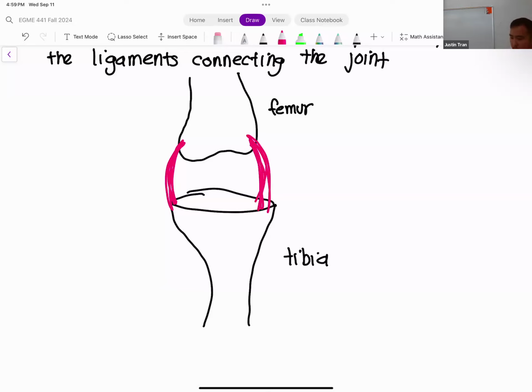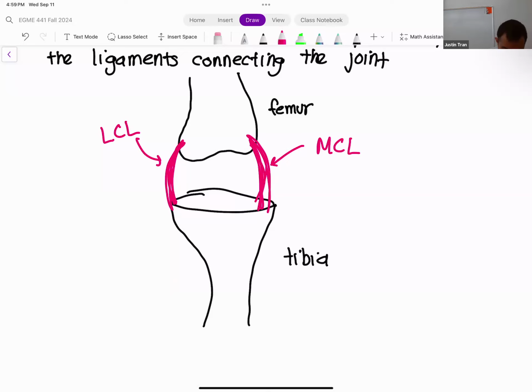There are two ligaments that run on the outside of the knee joint. Okay. One is the MCL. It doesn't really matter which is which. MCL stands for medial collateral ligament. That's the ligament on the inner side of your knee. And the other is the LCL, the lateral collateral ligament.